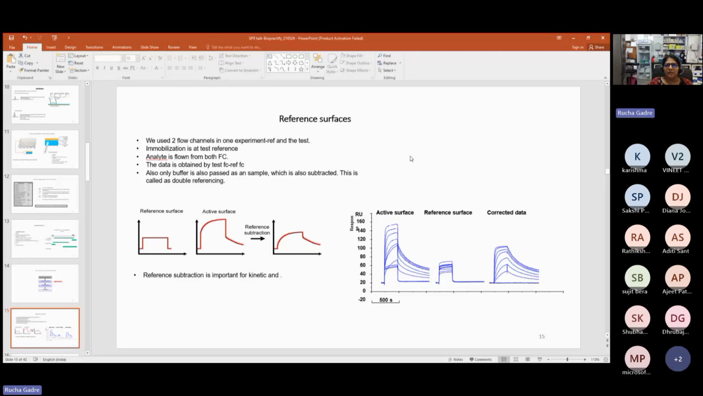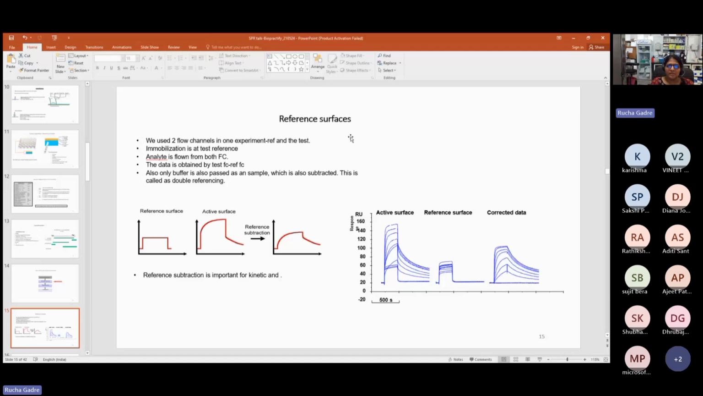There is another point, which is called reference surfaces. Our chip has 4 flow cells, that means 4 grooves, so our chip has 4 surfaces, of which we can use 2 for one experiment.